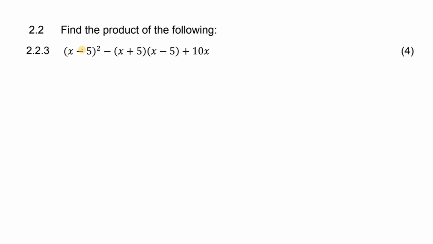Ooh, look at this monster. Find the product of the following. Okay, so the way I would handle this is I would want to get rid of all brackets. Now, a lot of learners are going to make a mistake over here. They're going to just try to put the 2 there, and they're going to try to put the 2 there. But you are confusing that with something like this.